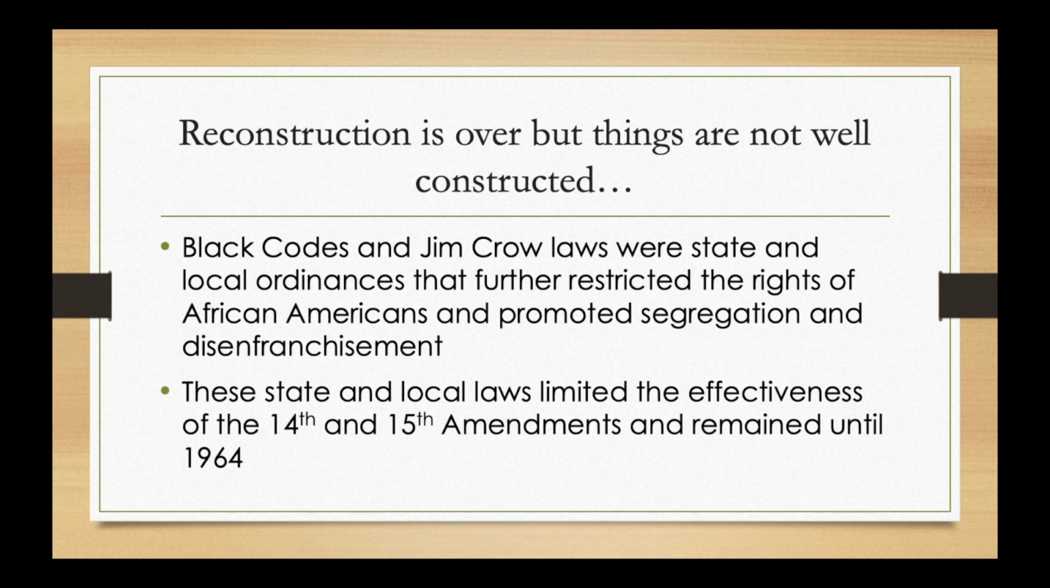Those laws right there were known as black codes and Jim Crow laws, and they're basically state ordinances that further restricted the rights of African Americans and promoted segregation. Those state and local laws limited the effectiveness of the 14th and 15th Amendments and remained there until 1964. So we're talking about almost 100 years. We're going to go through suppression of racial groups, mainly African Americans in this time, for 100 years based on these black codes and Jim Crow laws. So the 14th was obviously citizenship, and the 15th was the ability to vote. And they're going to make it very difficult to do this.